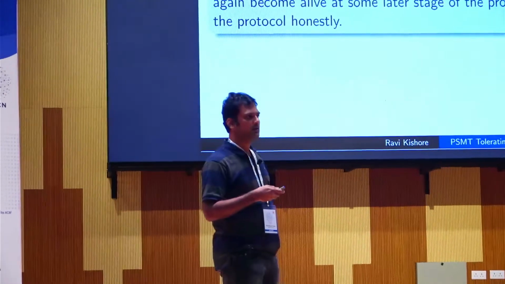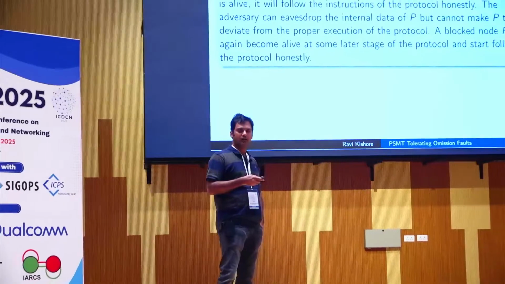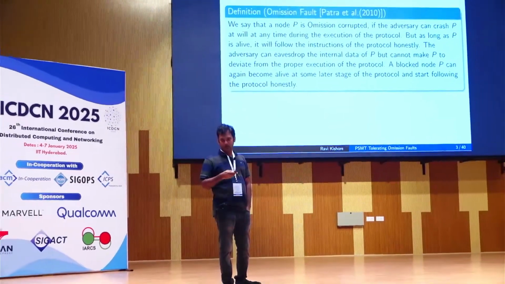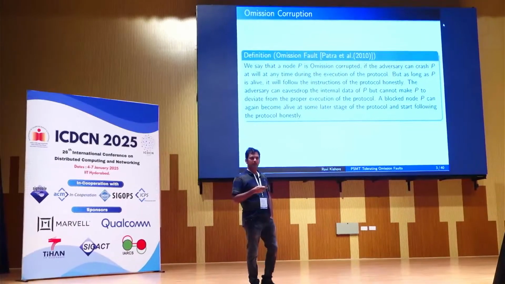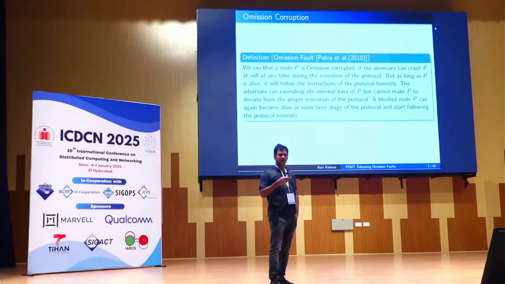Here, corruption means omission corruption. We'll see what that means. What is an omission fault? Suppose a node is corrupted in omission fashion. That means the adversary can crash it or just drop messages. However, as long as this node is alive, it follows the protocol code faithfully.